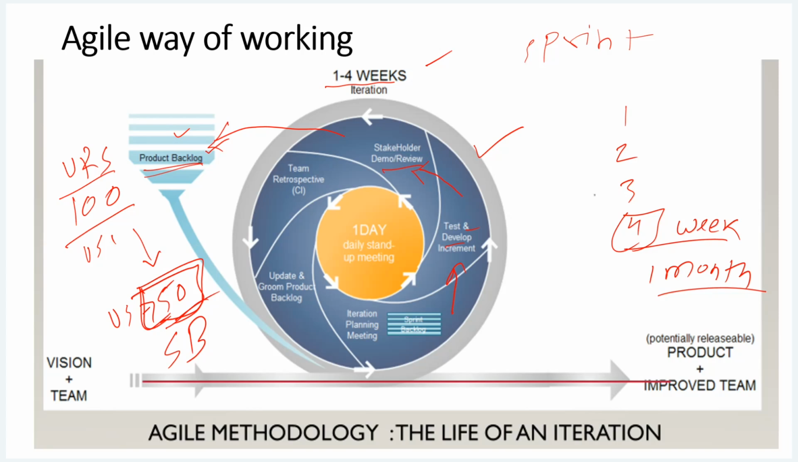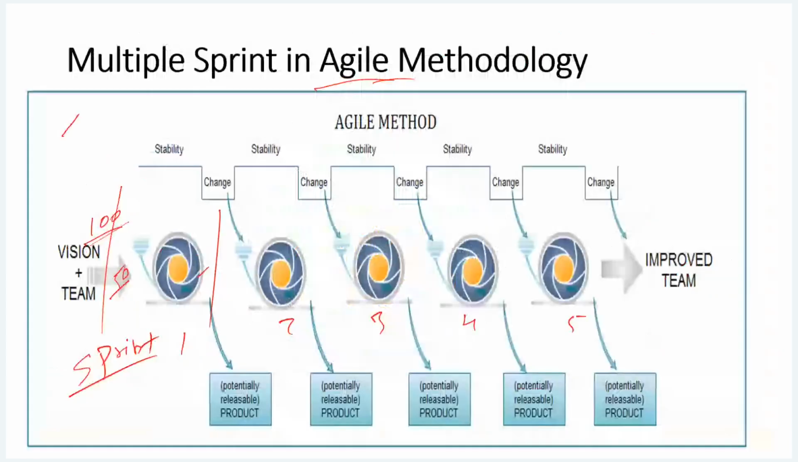Then we have a team meeting. The team sits together and discusses what went wrong in this entire 1 month and what went well. Everything is, we can say, an inspection of the entire 1 month. Based on these meetings, we update our product backlog so that my next sprint will be good. Isn't it?